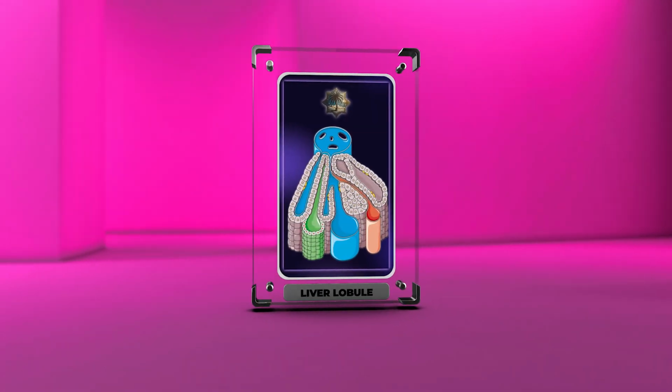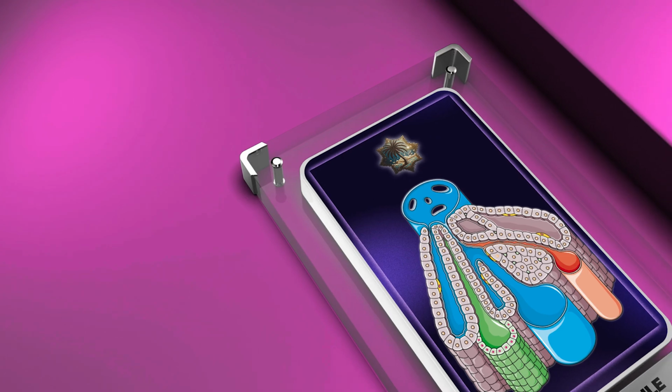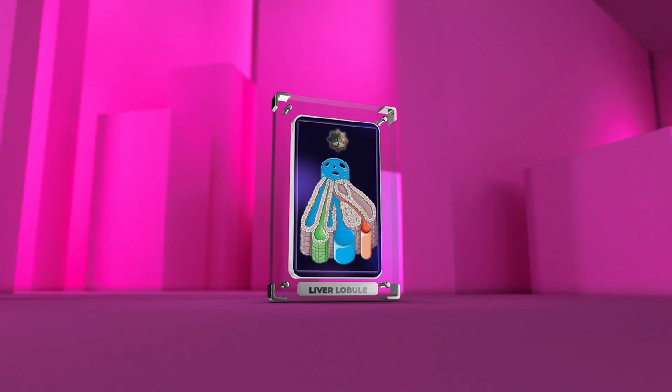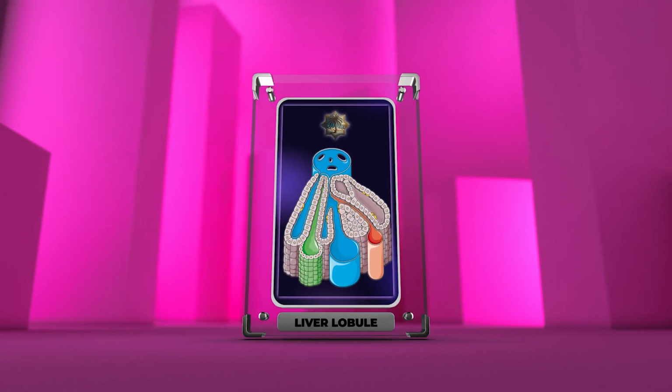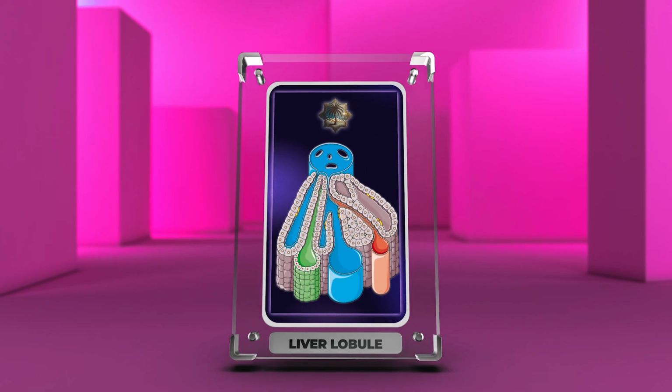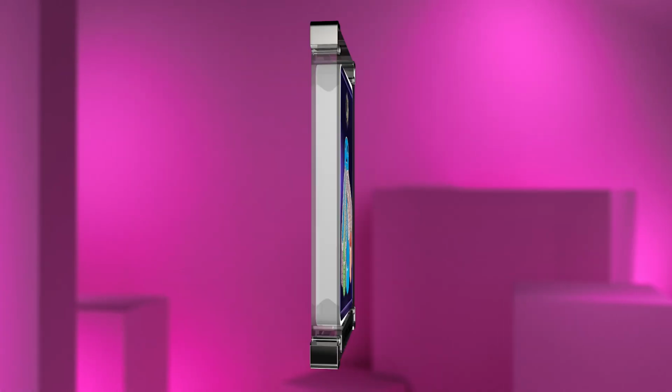Welcome, medical students, to today's lecture on the intricate histological details of the liver lobule. The liver lobule is the functional unit of the liver, and understanding its complex dynamics is crucial for comprehending various liver diseases and metabolic processes.